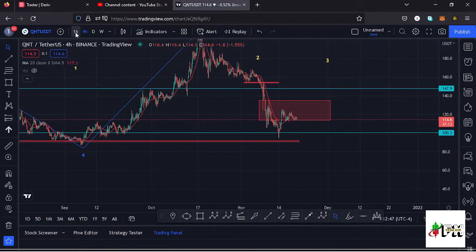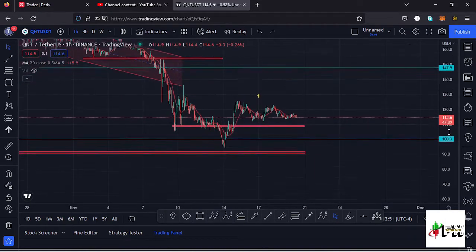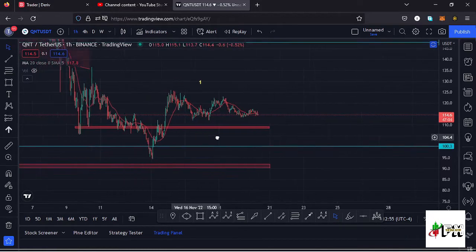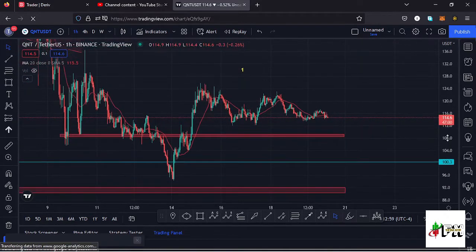the 1-hour chart. So jumping to the 1-hour chart for further analysis, here on the 1-hour chart you can see after making our low at around the $94 mark, we have been seeing a very nice reversal to the upper side, which has also been obeying the Elliott wave structures.